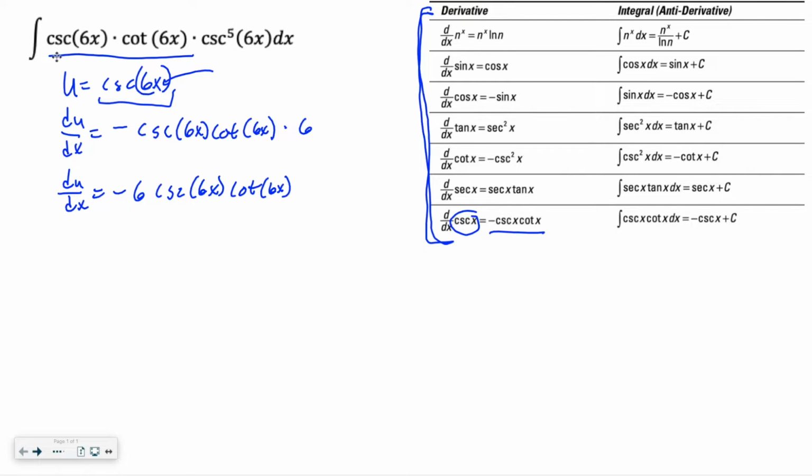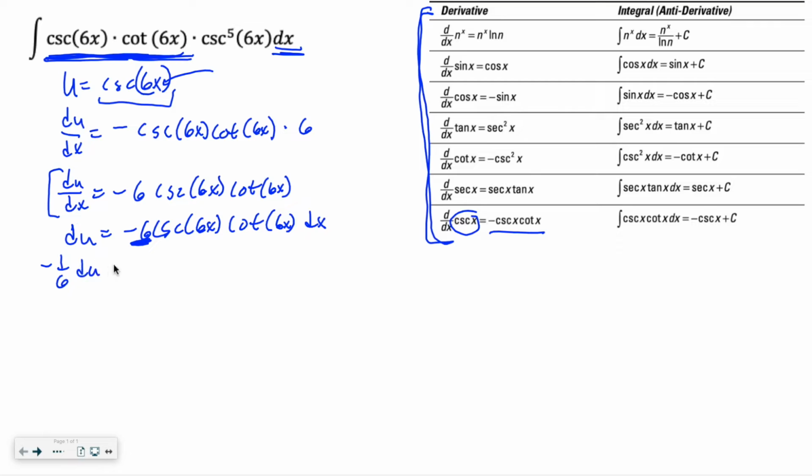All right, now we need this and dx. So okay, we have du/dx here, so to move dx to the other side, du equals negative 6 cosecant 6x cotangent 6x dx. All right, again, we just need cosecant, cotangent, and dx. Let's take care of the negative 6. So let's just divide both sides by negative 6 or multiply by negative 1/6. So we get negative 1/6 du equals cosecant 6x cotangent 6x dx.